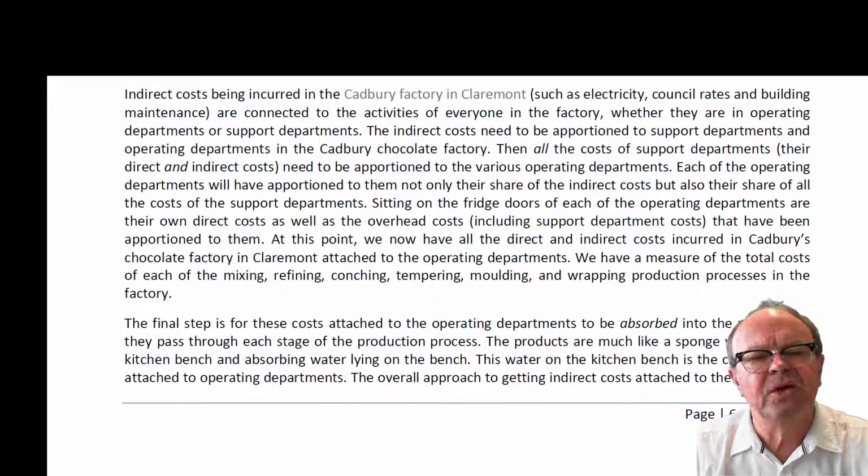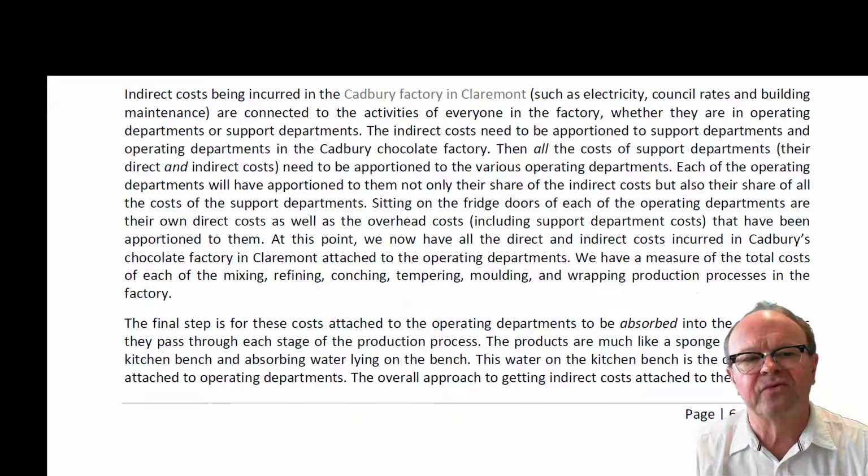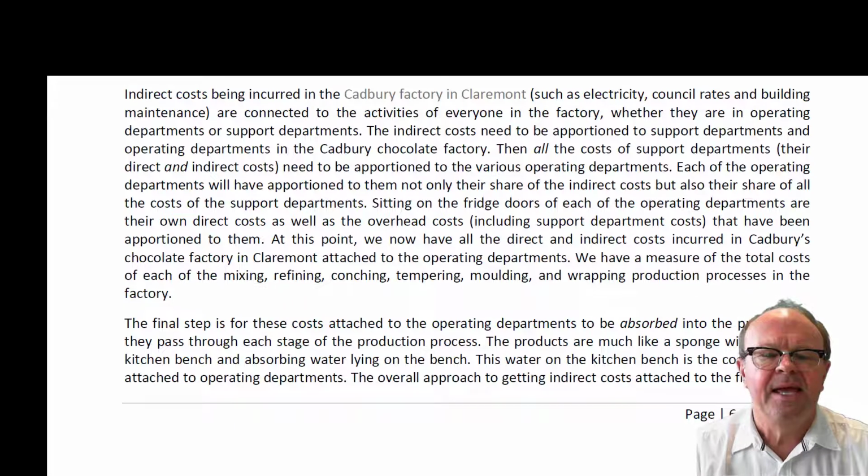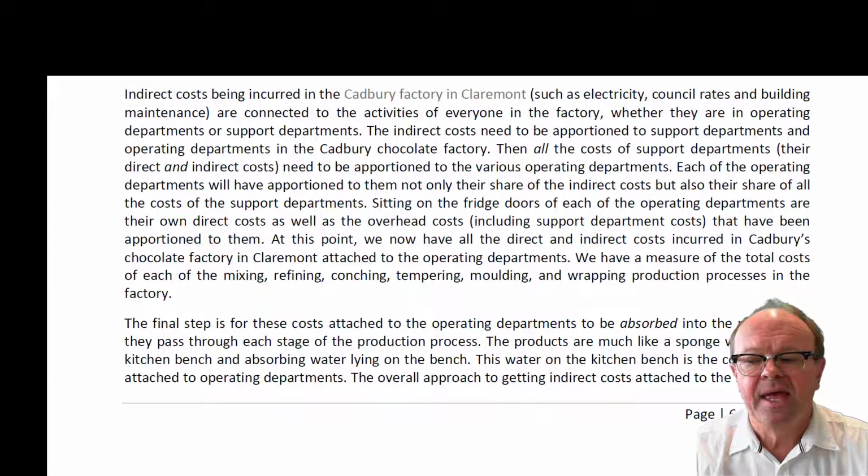Indirect costs being incurred in the Cadbury factory in Claremont, such as electricity, council rates, and building maintenance, are connected to the activities of everyone in the factory, whether they are in operating departments or support departments. The indirect costs need to be apportioned to support departments and operating departments in the Cadbury chocolate factory.